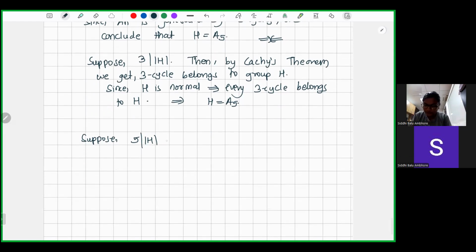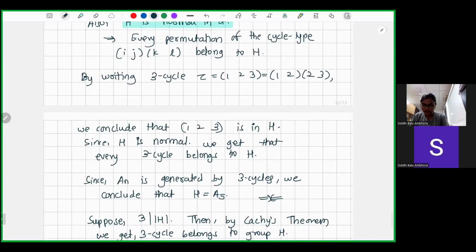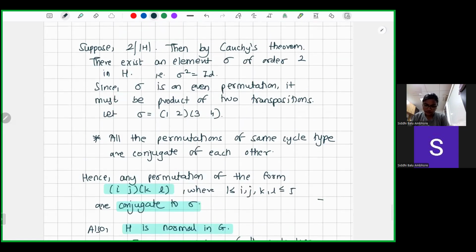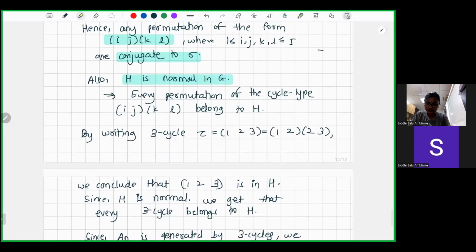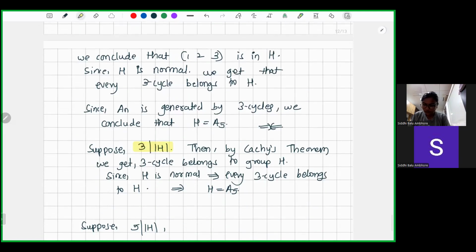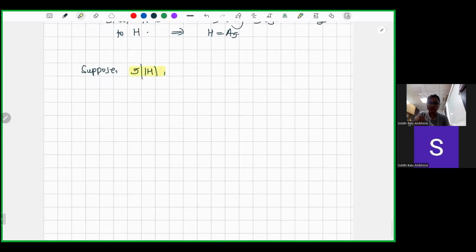Now suppose 5 divides order of H. So we are doing this, let me use another color. We are doing this, the possibilities that 3 divides order of H, 2 divides H and 5 divides H. These are the 3 possibilities on the divisors of order of H.